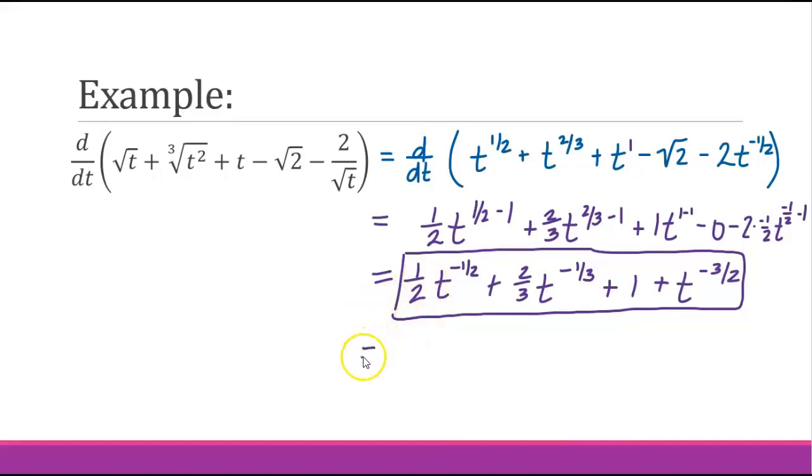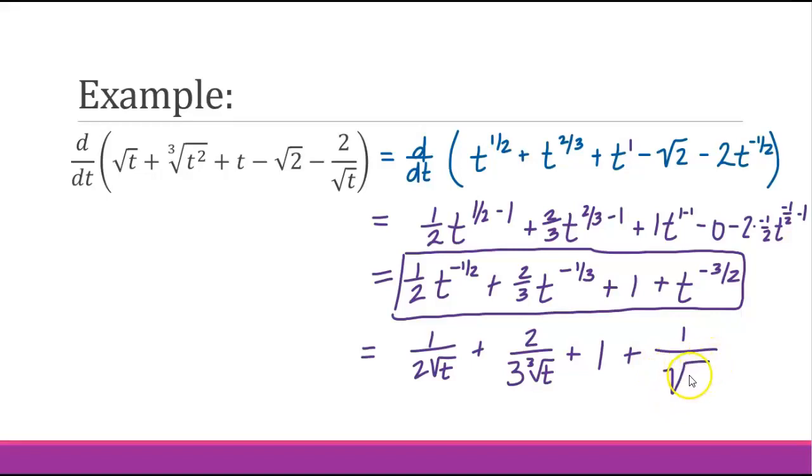If we wanted to do a little bit of simplifying here, we could rewrite this as 1 over 2 radical t, plus 2 over 3, times the cube root of t, plus 1 over, we can go ahead and turn it back into a root, the square root of t to the 3rd. So here would be more of a simplified version if we didn't want to leave any fractional exponents or negative exponents.